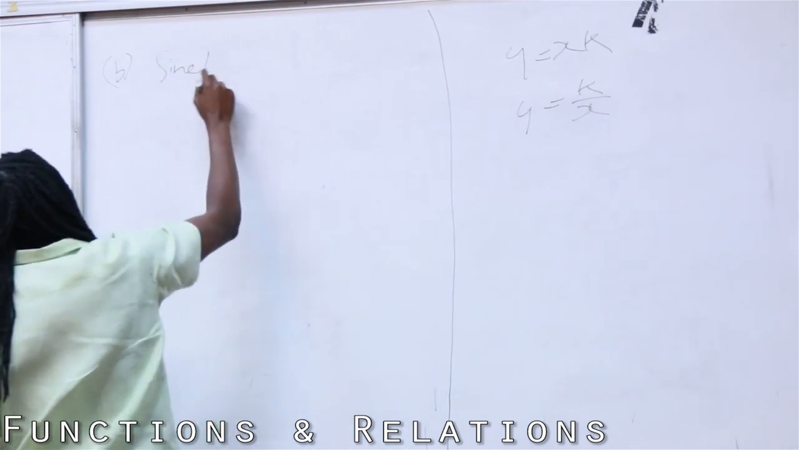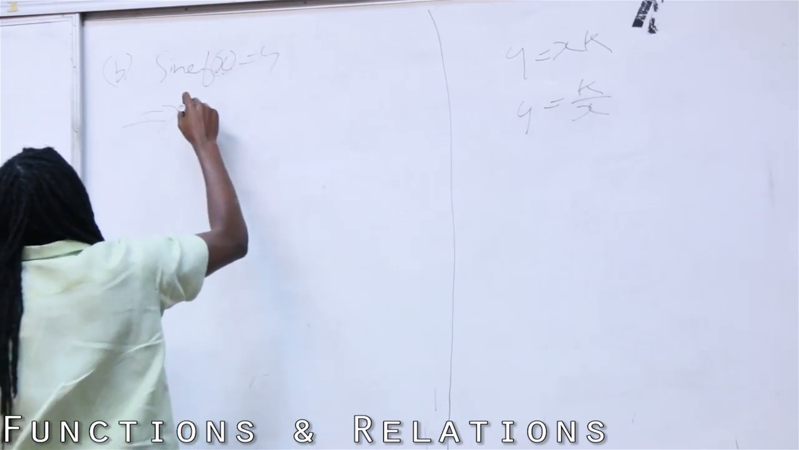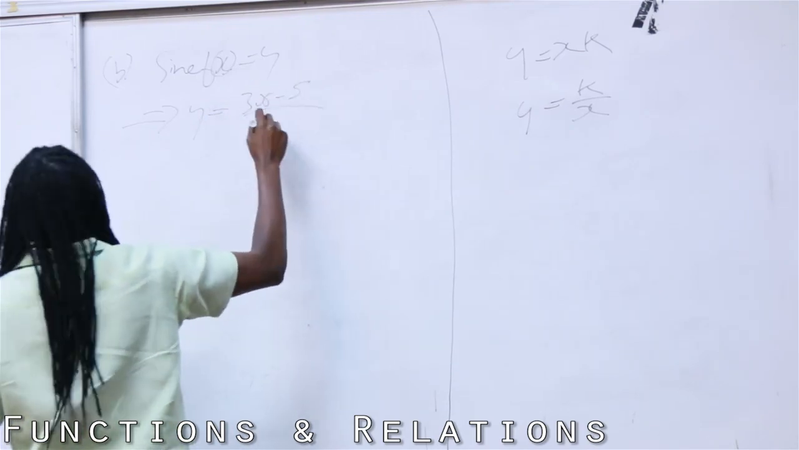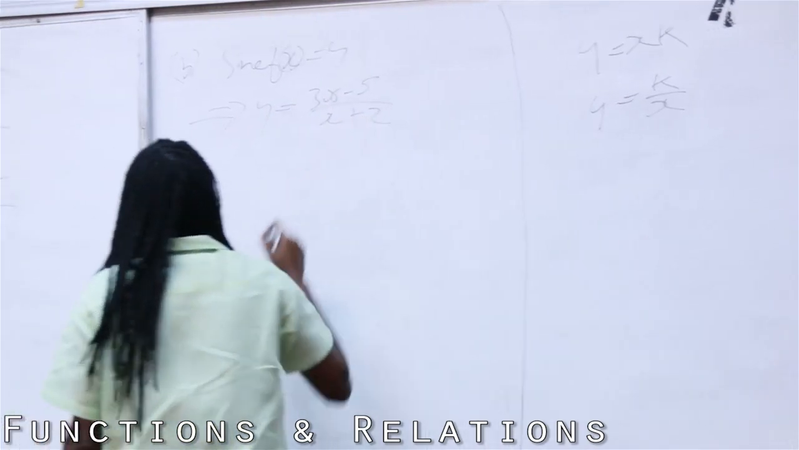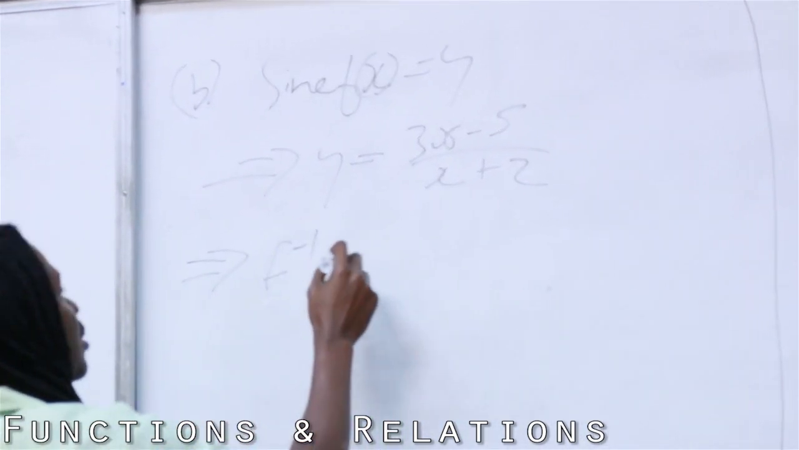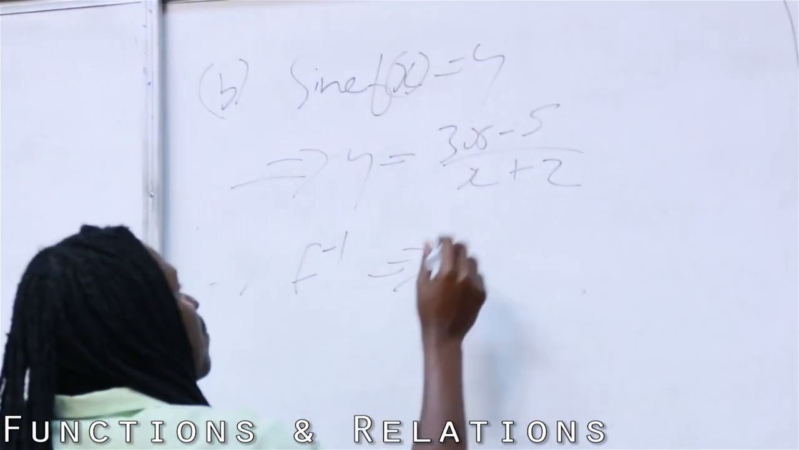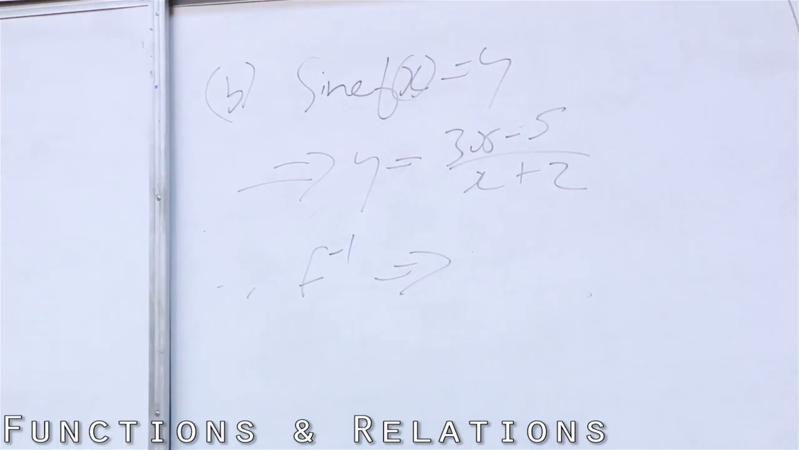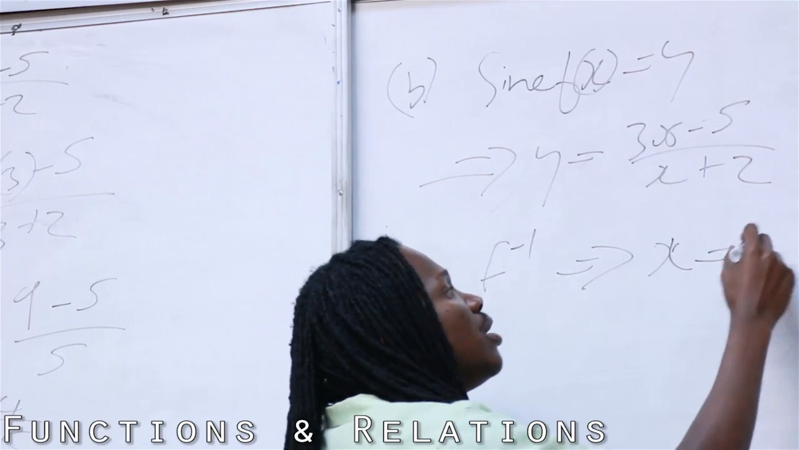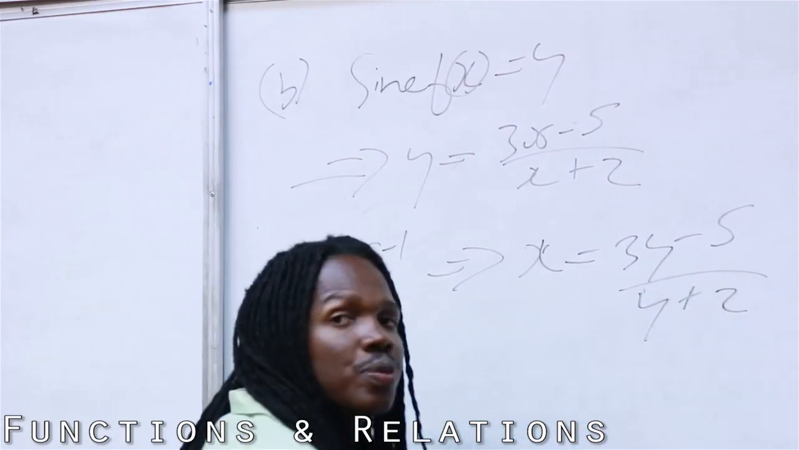Since f(x) equals y, it implies that y equals (3x minus 5) over (x plus 2). This implies that for f inverse, you switch out all x with all y's. So x equals (3y minus 5) over (y plus 2). You see that?